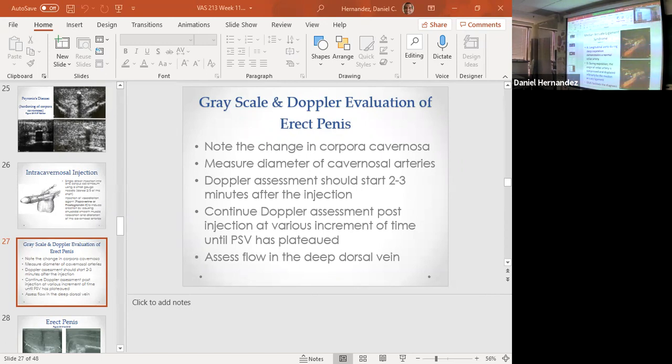So we used contrast in assessing median arcuate ligament syndrome. You can see the aorta and celiac artery. During expiration, the origin of the celiac artery is compressed and displaced inferiorly. So you get a bending of that celiac artery with that deep expiration.